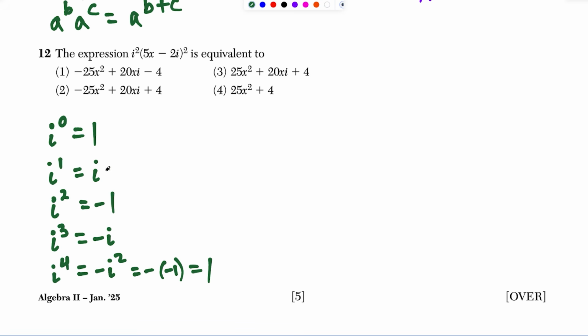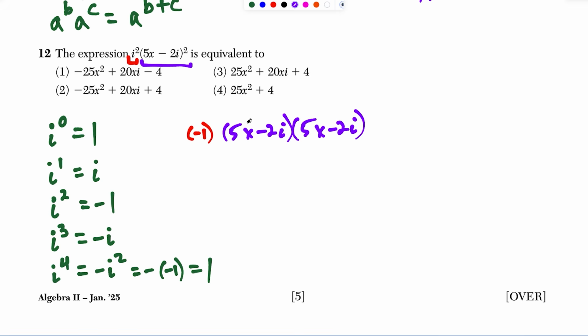So the pattern repeats every 4. So this is just helpful to have for a question like this. So right away what I'm seeing is we have i squared. That piece I could just replace with negative 1. But then this stuff over here, we have (5x minus 2i) squared. We're doing 5x minus 2i, and we're multiplying that by 5x minus 2i.